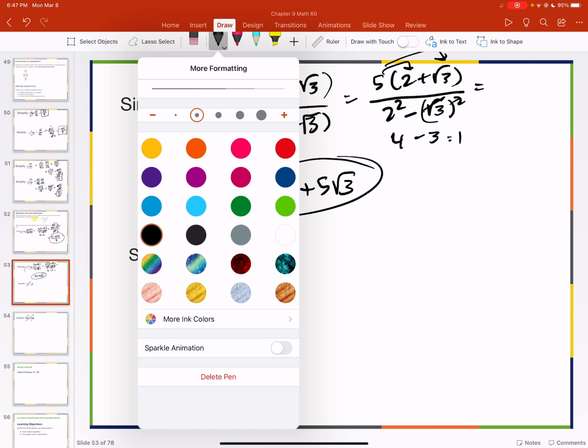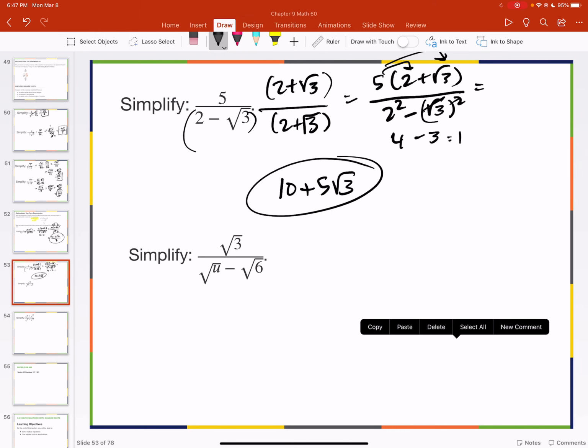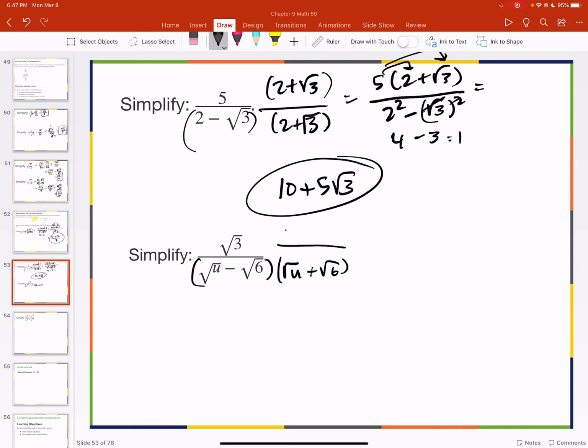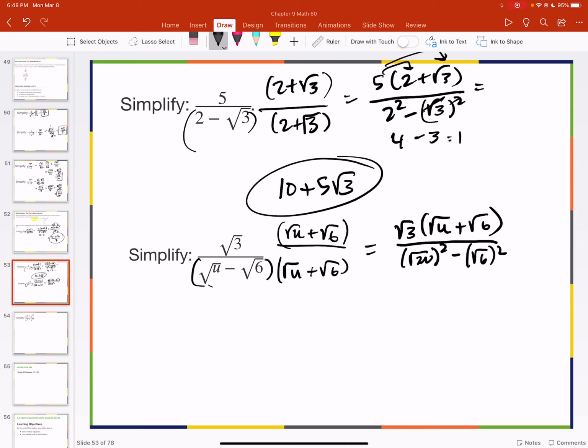Okay, what about something that looks like this? This is crazy looking. So let's multiply by its conjugate. So the conjugate is just square root of u plus square root of 6. Okay, so fine. So on the top, we have root 3 times the quantity square root of u plus square root of 6. And on the bottom, you have difference of squares. So square root of u squared minus square root of 6 squared.